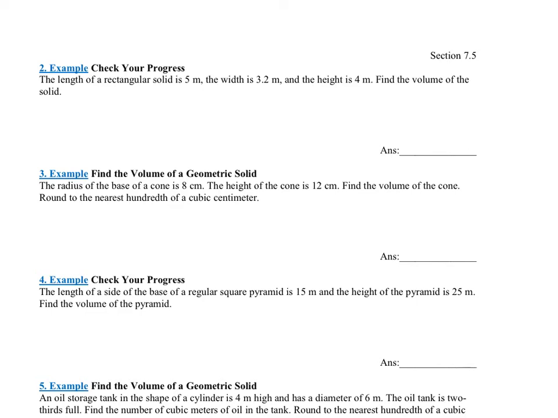All right, let's look at the next one. It talks about a rectangular solid. The length is 5 meters, so that's the length. The width is 3.2 meters, so that's the width. And the height is 4 meters, so that's the height. Find the volume of the solid.